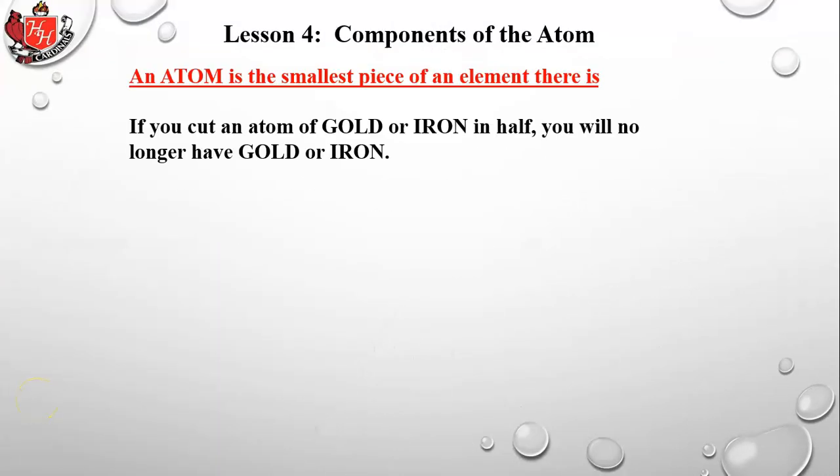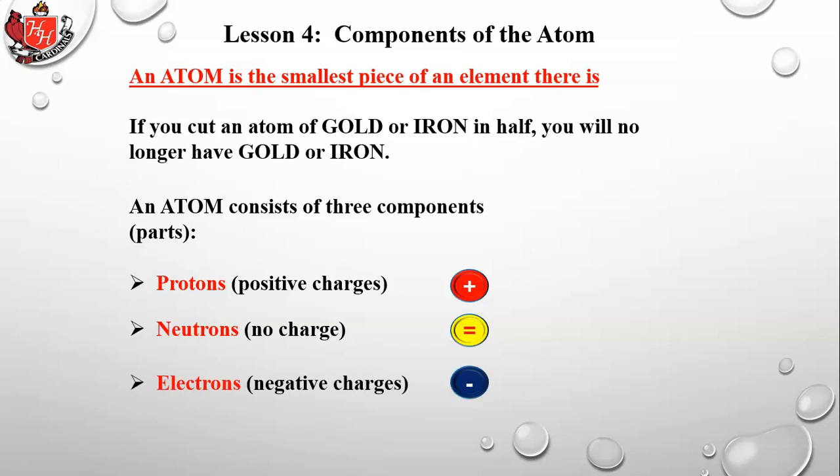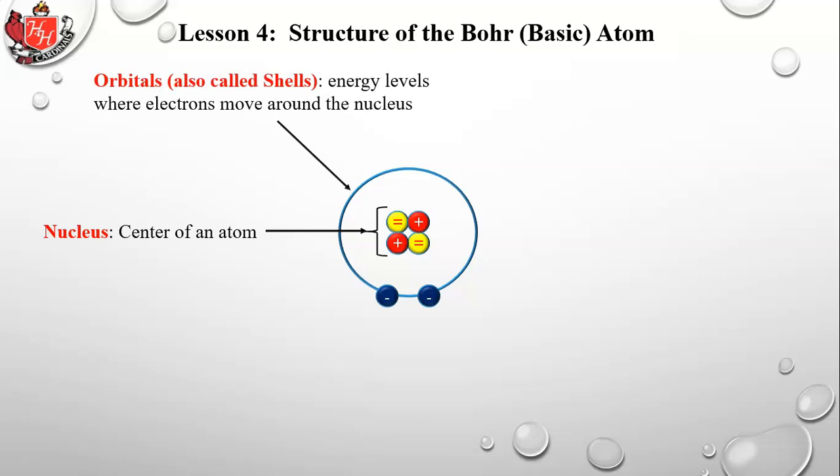An atom is the smallest piece of an element there is. If you cut an atom of gold or iron in half, you will no longer have gold or iron. An atom consists of 3 components, parts: protons, positive charges; neutrons, no charge; and electrons, negative charges. The nucleus is the center of an atom. Orbitals, also called shells, are energy levels where electrons move around the nucleus.